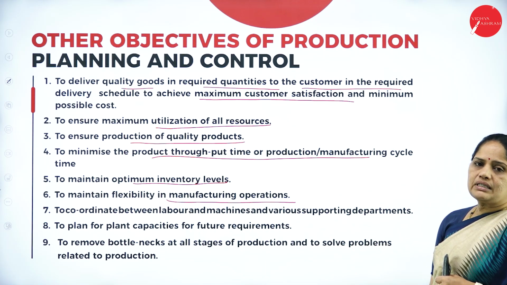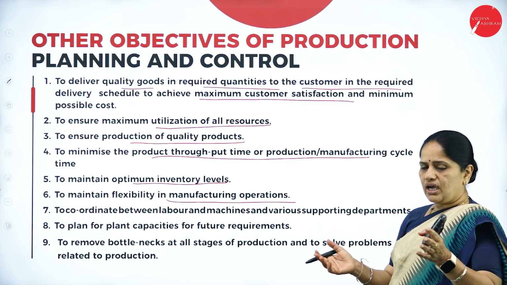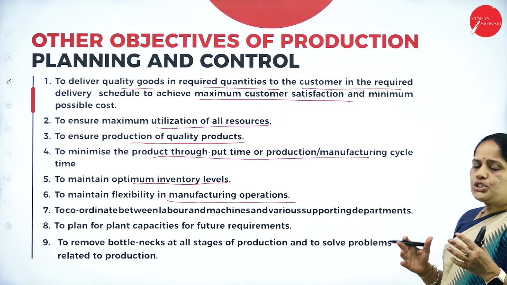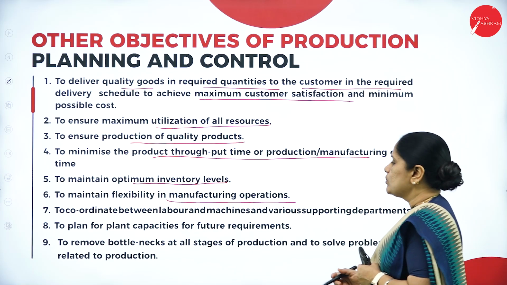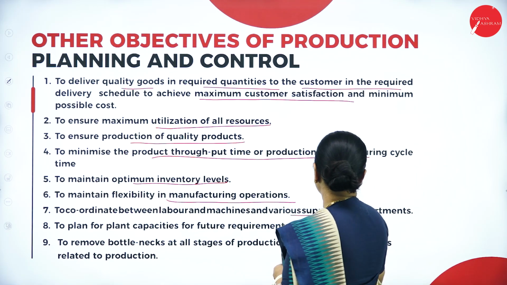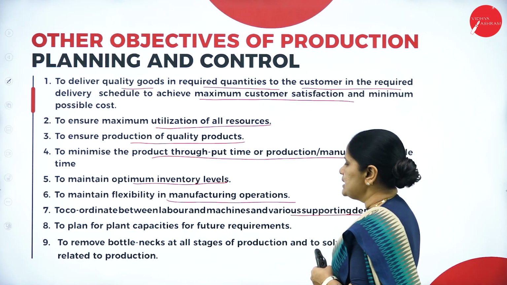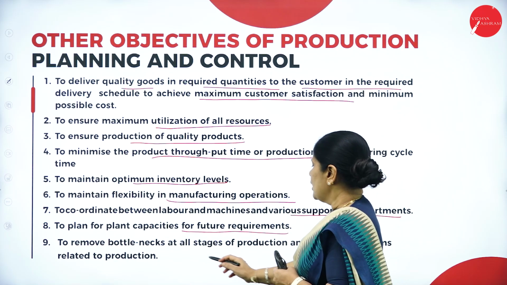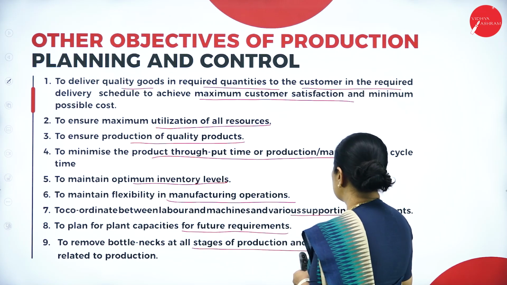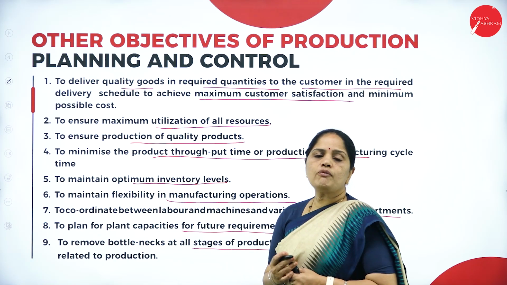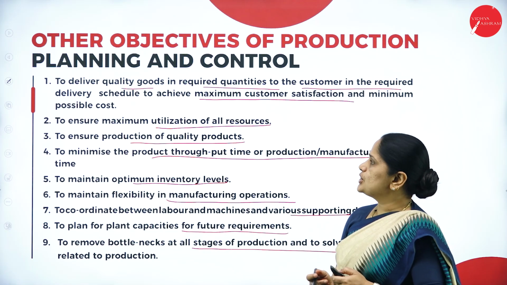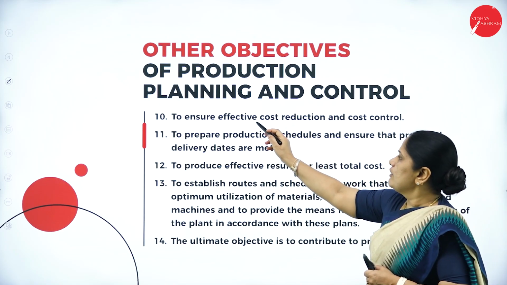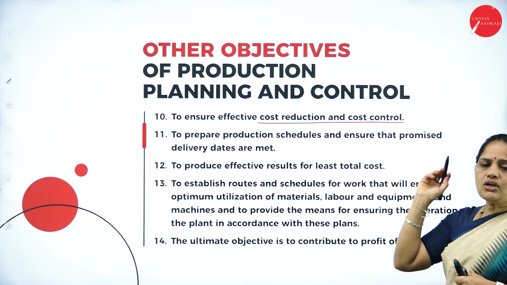So whenever the products are changed, then you have to change the setup of the plant layout. So it should be flexible enough to coordinate between labor and machines and various supporting departments, to plan for plant capacities for future requirements, to remove bottlenecks at all stages of production and solve problems related to production. Then the other objectives are to ensure effective cost reduction and cost control.